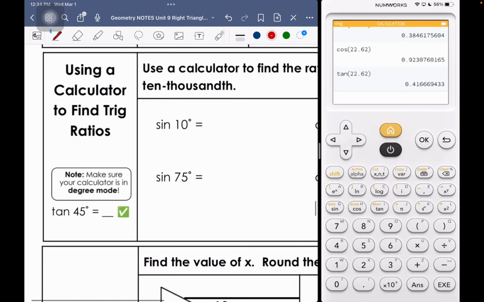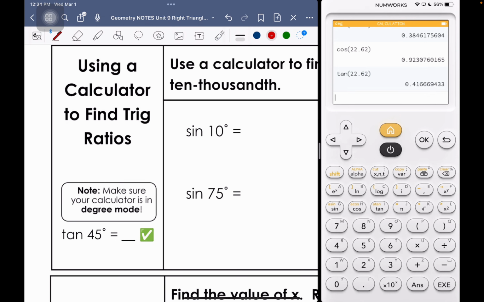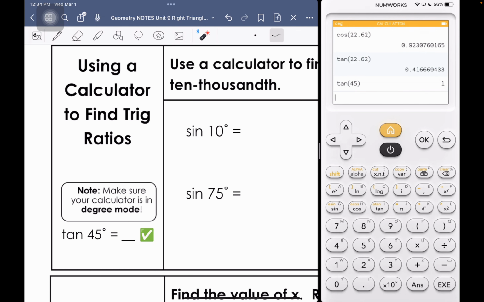Okay, so how can we check if our calculator is actually in degree mode? Maybe you don't have the calculator I showed. You can check by entering tangent of 45. Tangent of 45 is always 1. So that's one way to check if your calculator is in degree mode.